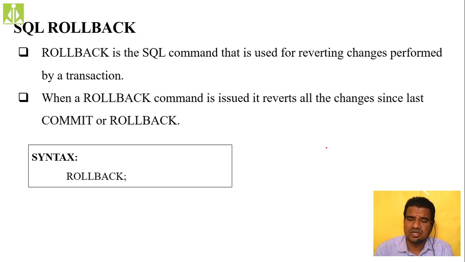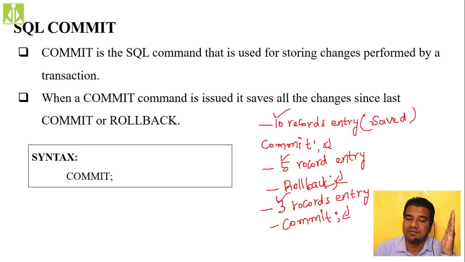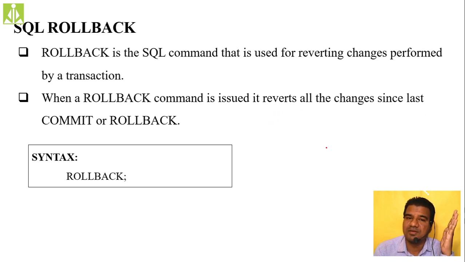Once saved, you cannot roll back. Once committed, you cannot roll back. When the rollback command is issued, it reverts all the changes since the last commit or rollback. Because before that commit, everything was saved. So after the commit, whatever temporary data you have, you can revert simply by making use of this rollback command.